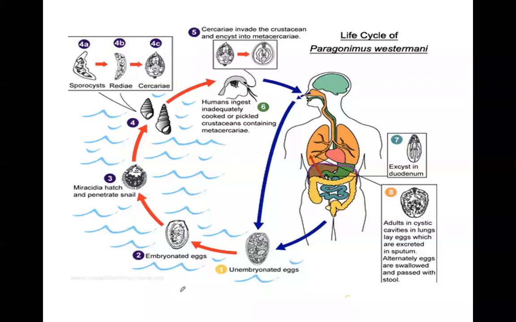This is the Paragonimus westermani. As you can see, it loves to stay in the lungs, making cystic cavities in the lungs, and they can come out with the feces as embryonated eggs, and the life cycle continues. And if you eat inadequately cooked crustaceans, they can cause you to have infections of Paragonimus westermani if they are infected.